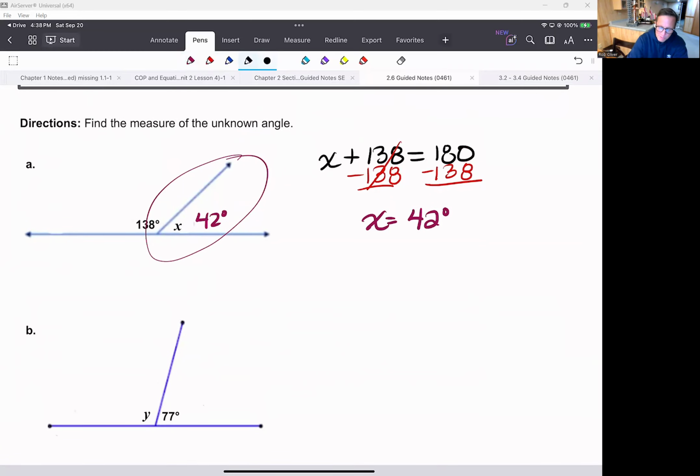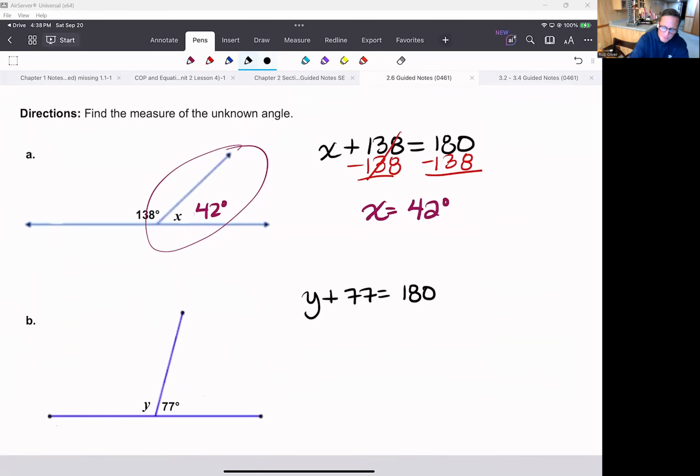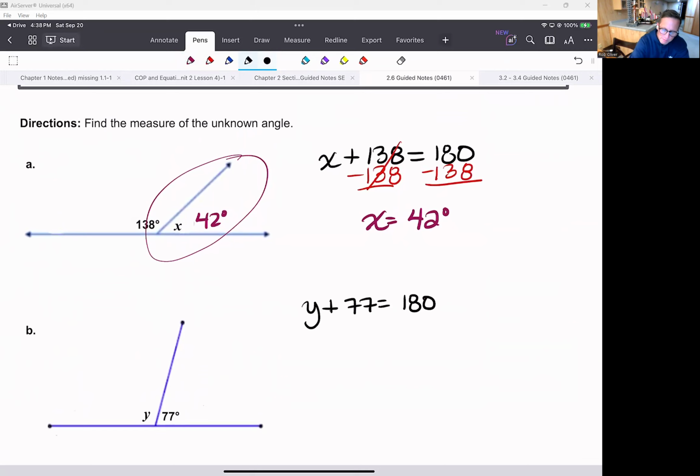All right, so for this one we're going to set up an equation: y plus 77 equals 180. We're going to take away 77 from both sides, and that should do it. You get y equals 103 degrees.